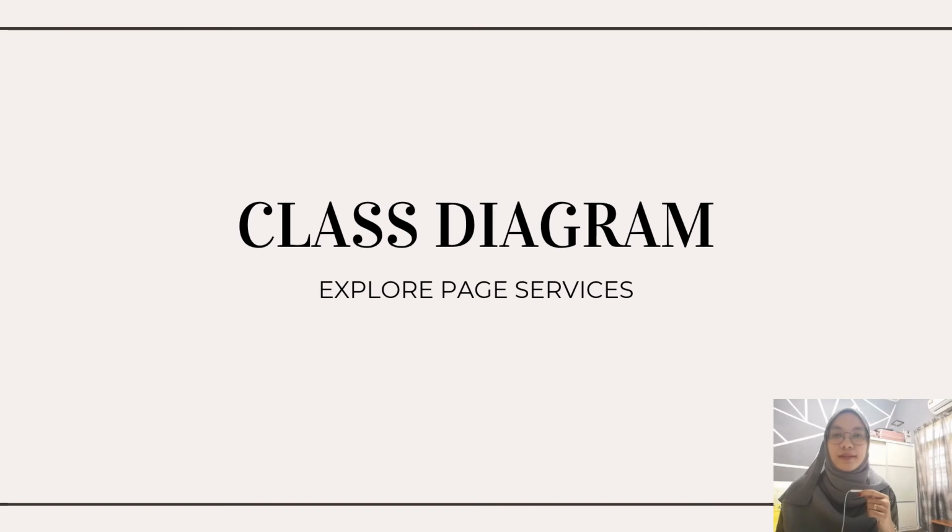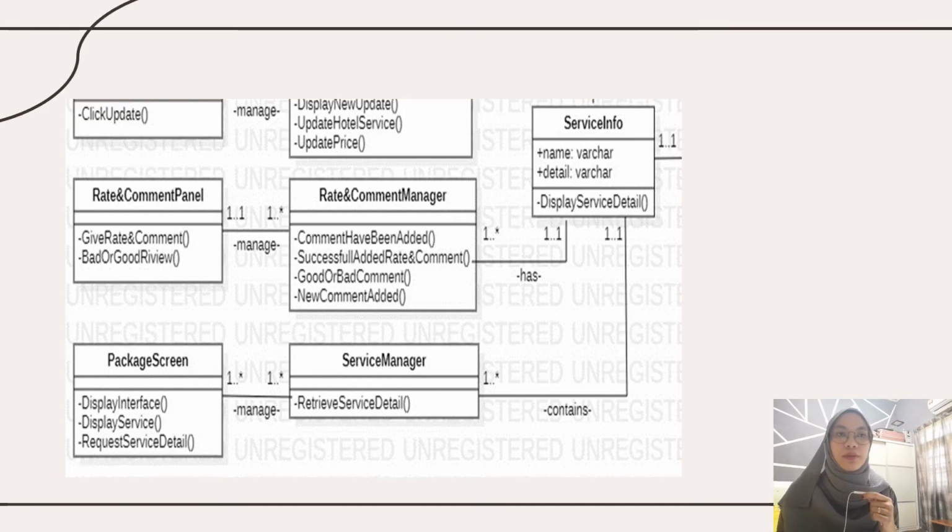Fourthly, the class diagram for Explore Page Service. The boundary for Explore Page Service is package screen, with operations display interface, display service, and request service details. Next, the control is service managers, with operation retrieve service details.